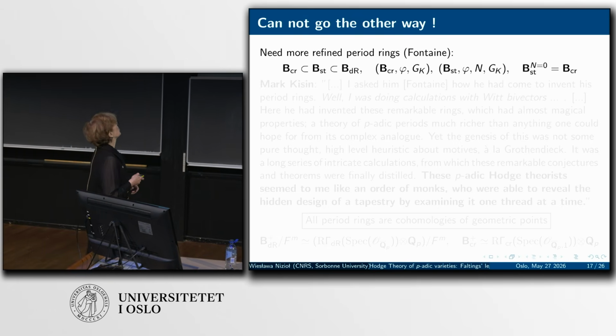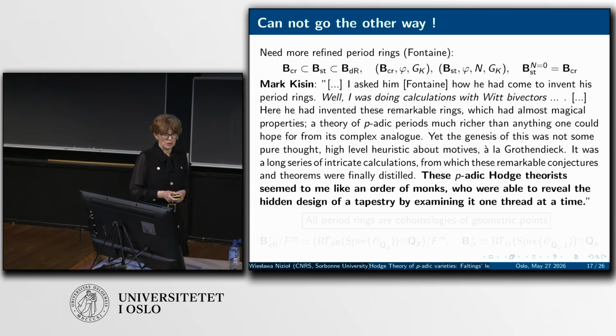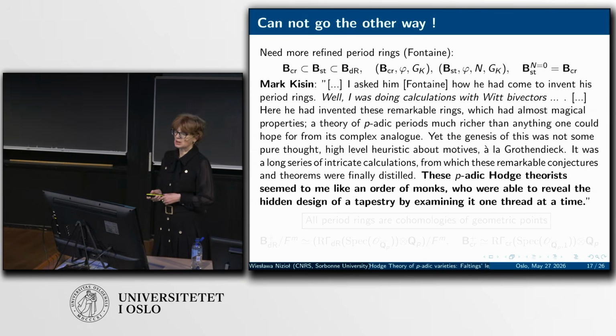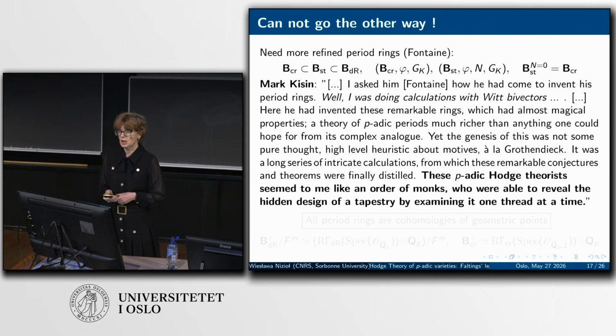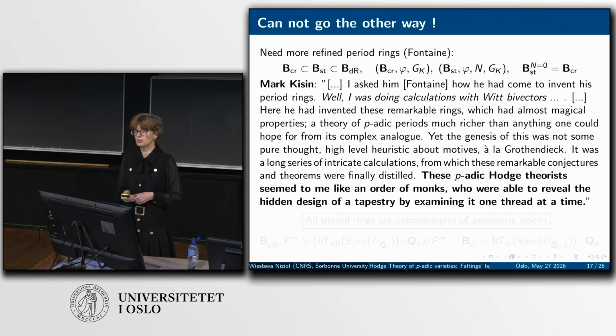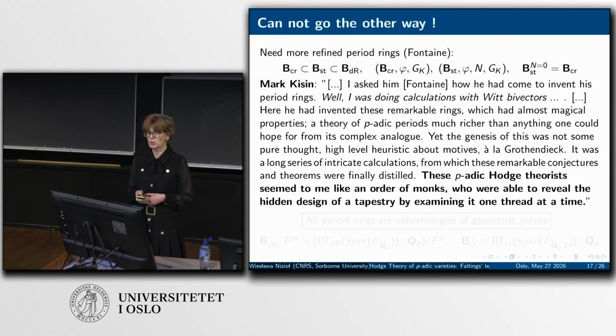And maybe to describe the process of defining these rings, here I would like to quote Mark Kisin from the Gazette, who said it very well. One day he asked Fontaine how he had come to invent these period rings. "Well, I was doing calculations with Witt bivectors." So it really happened that way. There were a lot of bivectors there. And then he continues, here he had invented these remarkable rings, which had almost magical properties, a theory of p-adic periods much richer than anything one could hope for from its complex analog.